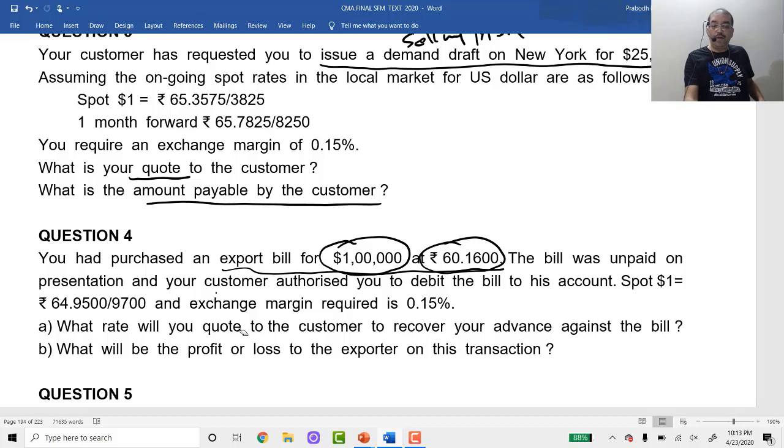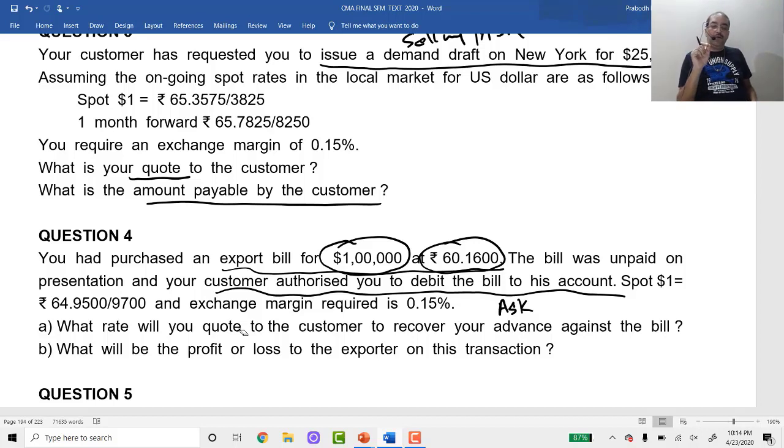Your customer authorized you to reverse the entry, to debit the bill to his account. Initially, you credited his account with the proceeds. Now he says debit the account, so you have to reverse it. Initially, the bank purchased. Now to reverse, the bank has to sell. Remember this. Bank sells means the ask rate is applicable.